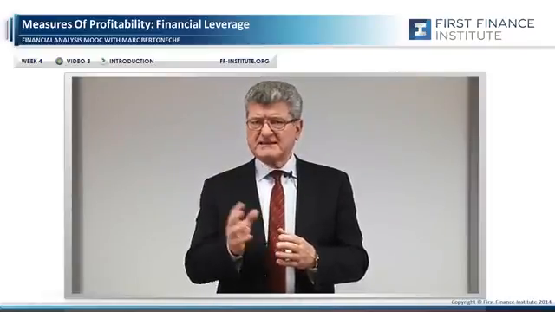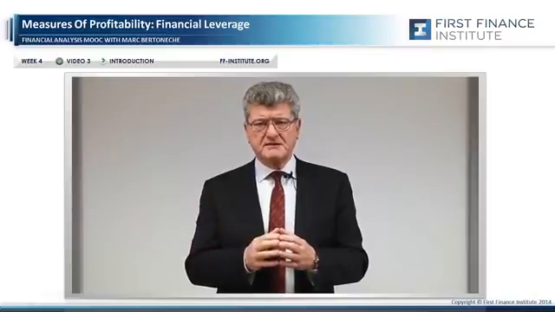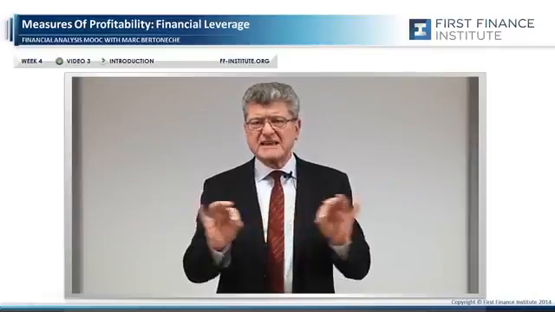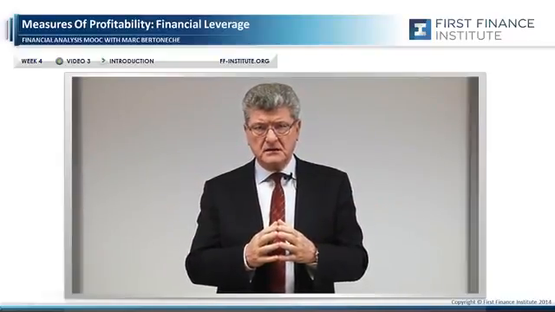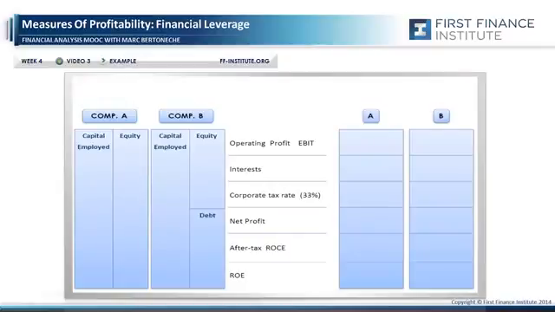To understand it, let's take a very simple example of two completely identical companies: same revenues, same expenses, same EBIT, let's say 18. Real twins. The only difference is that company A, which has a capital employed of 100, is 100% financed with equity, while company B, which also has a capital employed of 100, is financed 50% by equity and 50% by debt, and the debt is at 6% interest rate.